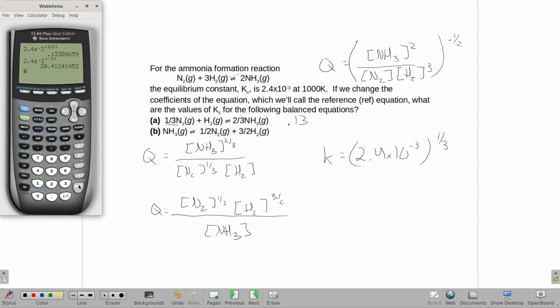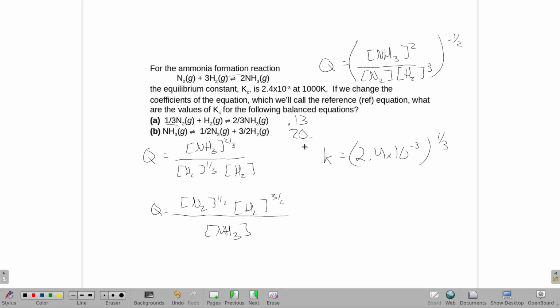And I get that K is 20. Alright, now this is why I have to give you a balanced equation, because clearly we can balance it differently, and yet these K's are not the same. The K that you're given is based on the balanced equation. Same as the Q, it's based on a balanced equation.